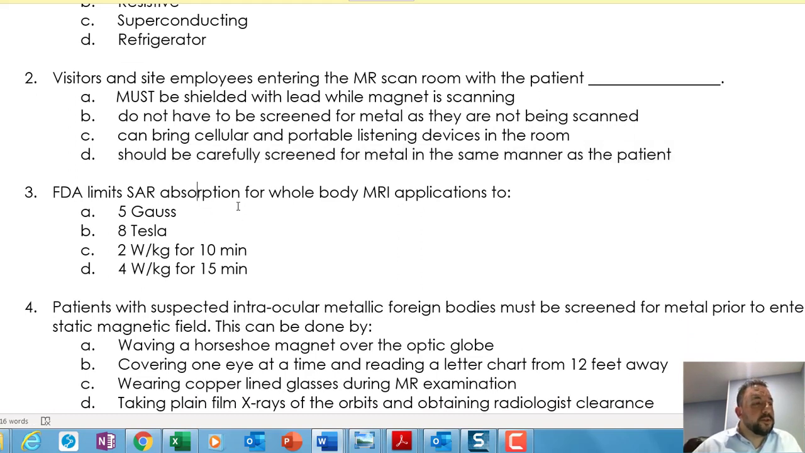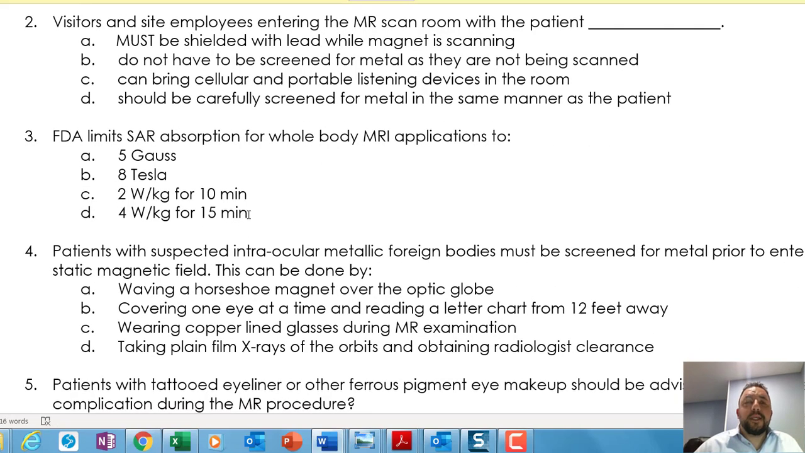FDA limits SAR absorption for whole body MR applications to 4 watts per kilogram for 15 minutes. Please keep in mind this is on a sequence by sequence basis. This is not on the totality of the exam as a whole.